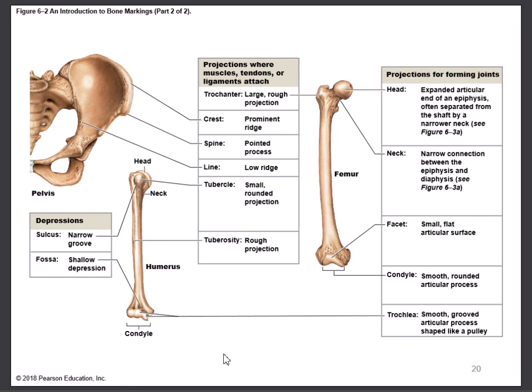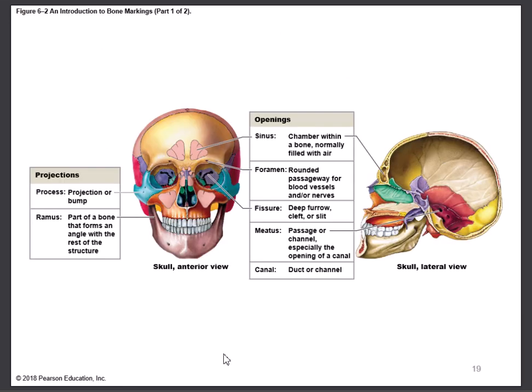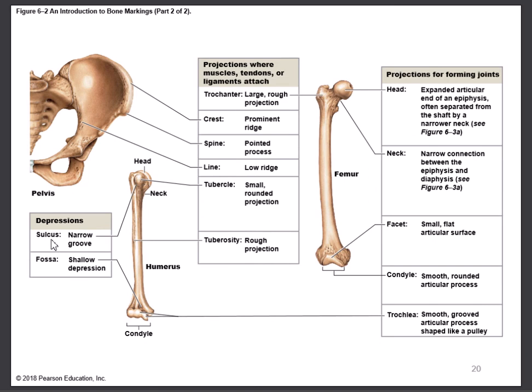So these are the various bone markings. Again, we have two different projections, about five different openings, a couple different depressions. The projections where muscles and ligaments attach, and then we have projections that form joints. As you learn the different bones, these will become familiar to you.